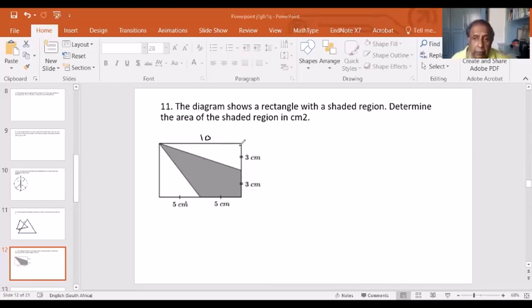So the area of this triangle is half base times height. It's a right angle triangle. So if you take the base as 10, it's half of 10, which is 5, times 3, which gives you 15. So that is half base times height. It's the area of that.